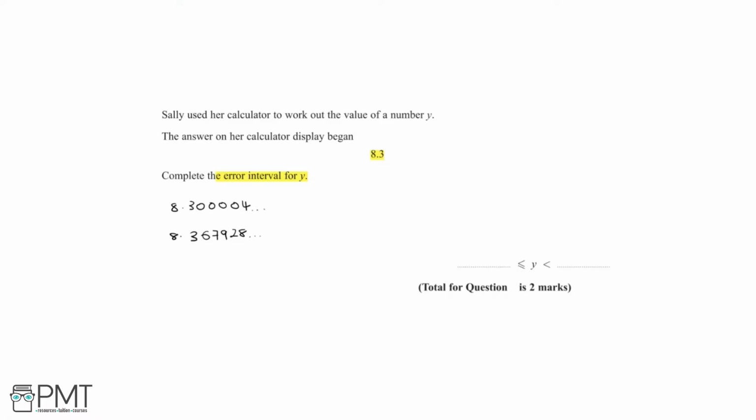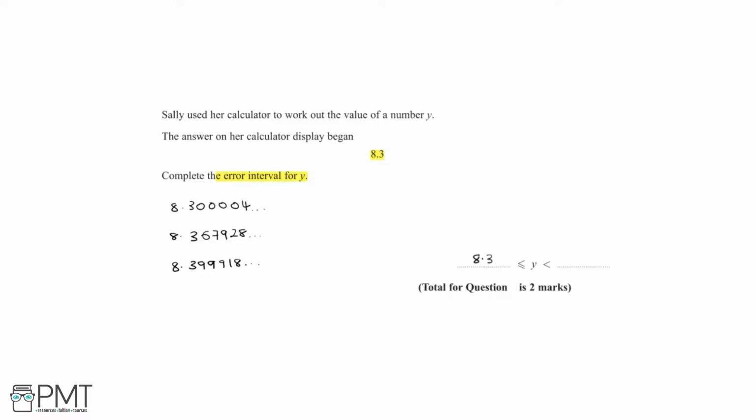Or we could have something like 8.367928, which still also begins with 8.3. Or we could have 8.399918, which still begins with 8.3. And so we need to find the range of values for which the answer on her calculator display will begin with 8.3. The smallest value that will begin with 8.3 is just 8.3 itself.